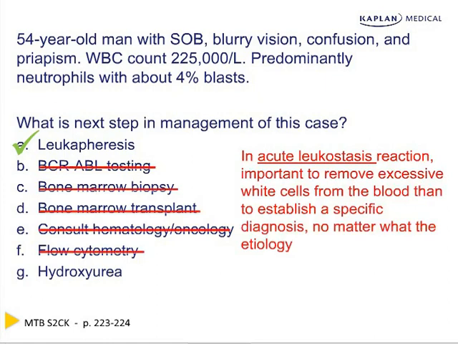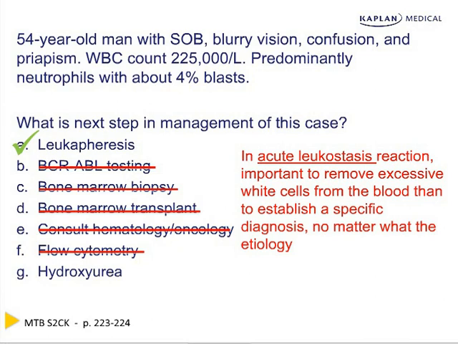Now, BCR-ABL is the most accurate, and bone marrow biopsy can be used sometimes. Transplant is done as a cure. Consulting people is never the right answer on step 2. But leukostasis reaction is an emergency, a hematologic emergency, and it is important to remove excessive white cells in the blood, then establish a specific diagnosis later. No matter what the etiology, take the white cells off.